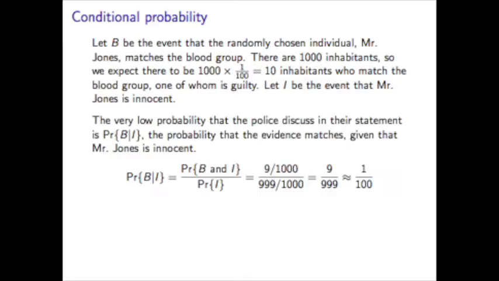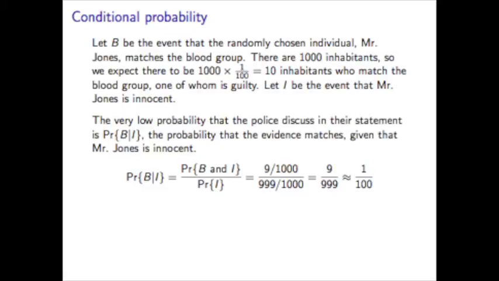Let's let I stand for the event that Mr. Jones is innocent. The very low probability that the police are talking about is the probability of B given I, that is, the probability that Mr. Jones matches the blood evidence given that he is innocent. To see why that's true, we calculate the probability of B given I using the formula. So we take the probability of both B and I occurring, and we divide by the probability of I.